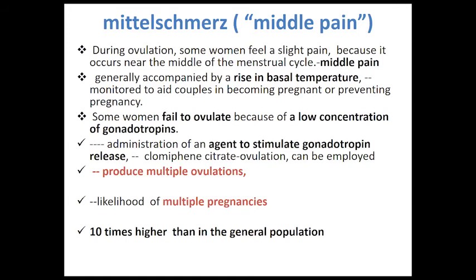So middle pain is basically when females sometimes feel pain in the middle of the cycle at the time of ovulation, and that is why it is called the middle pain. At this time there is a rise in basal temperature, and if you are trying to plan a family, this rise in basal temperature gives an idea that ovulation is occurring, and this is an ideal time whether to start a family or prevent a family.